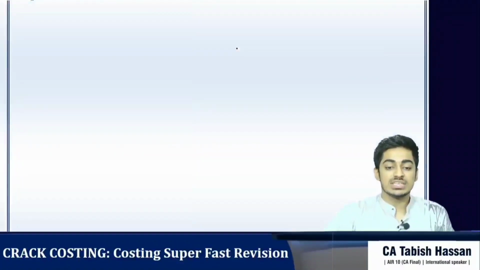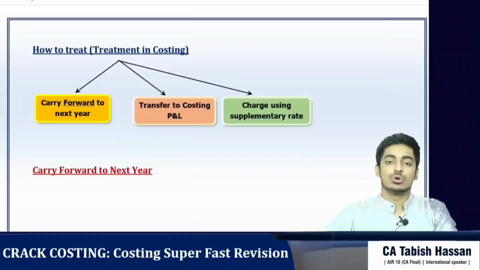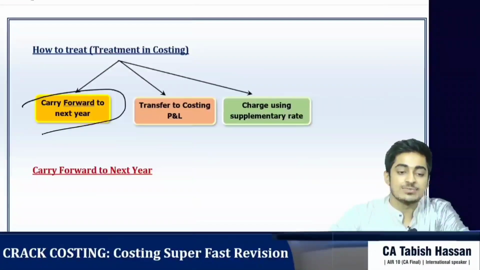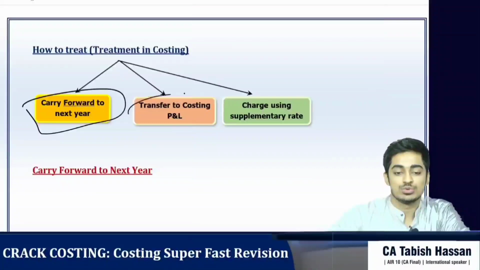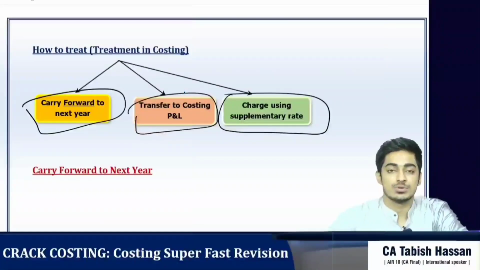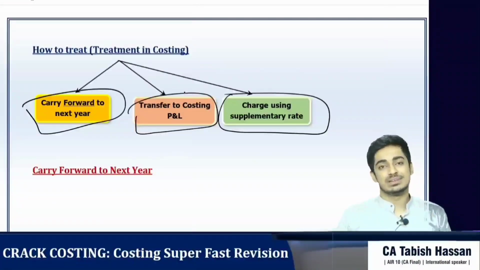Now we have to see the treatment for under or over absorption. So we can do one of the three. Option 1 is we can carry forward the balance to the next year. Option 2 is transfer the amount to costing P&L. And option 3 is charge the amount using the supplementary rate. Carry forward to next year. It's very simple. Don't do anything.